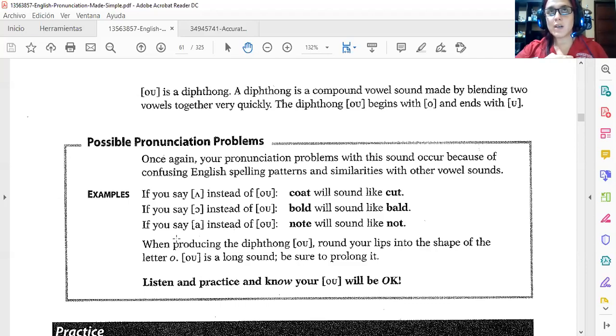When I was working in hotels, I remember that they used to call me Olga. And I said, why Olga? It's because I have the letter O in my name.